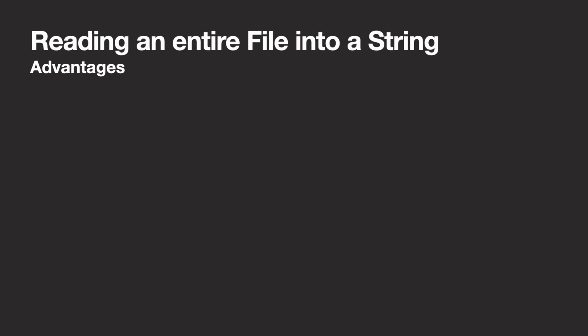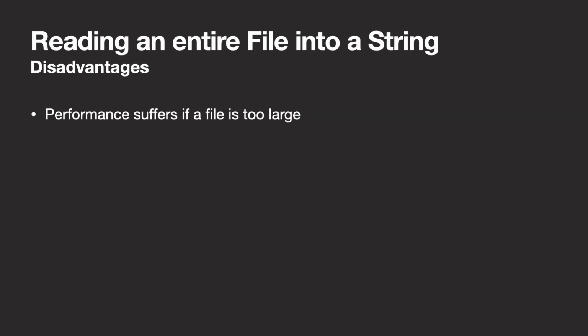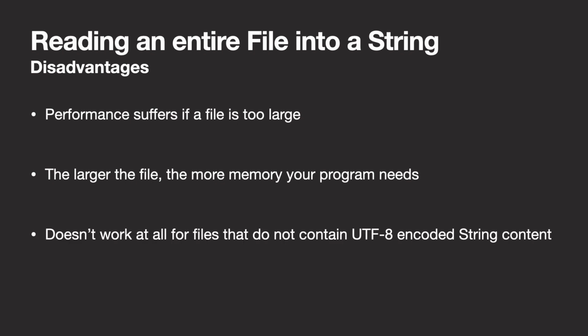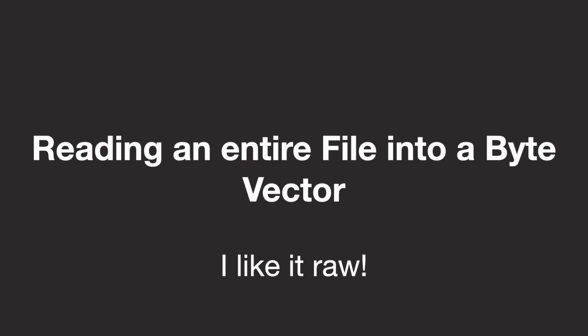Let's quickly look at both the advantages and disadvantages of this method. This method is an excellent choice if your file contains UTF-8 encoded string content and is small enough so you can process it as a whole at once. But there are also a few disadvantages with this method. If the file is too large, this method might have severe performance impacts. Additionally, the larger the file, the more memory your program needs to allocate. Lastly, files that do not contain UTF-8 encoded string content cannot be processed this way. Overall, this method is probably the best choice for most use cases where you deal with string content and smaller files.